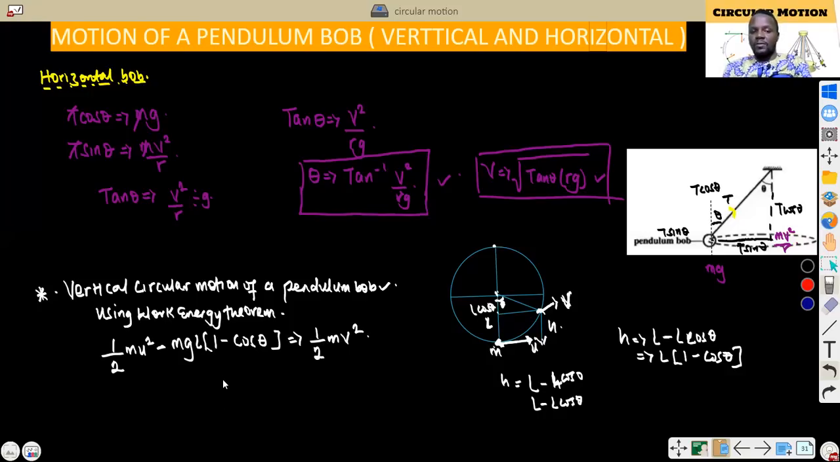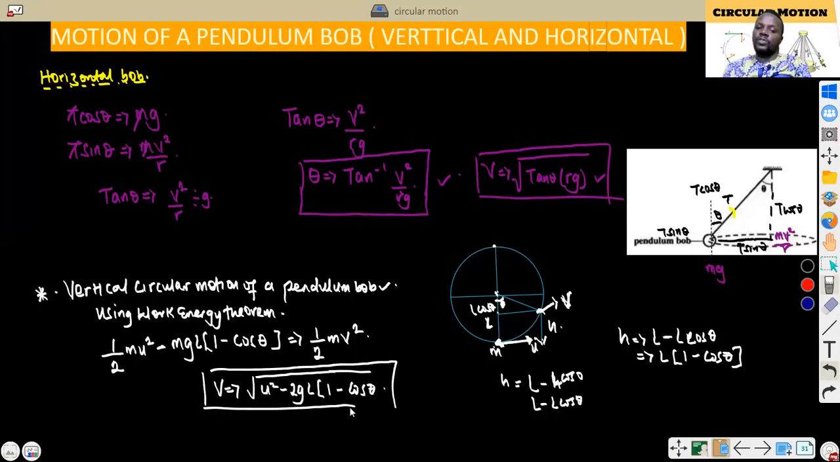From solving, we can say V is equals to square root of, this is square, this is square, so M gets cancelled out. This will be U squared minus 2gL into bracket 1 minus cos theta. So my student should keep this formula in mind directly because it's going to be used to solve a lot of numerical questions. A lot of numerical. So this is just what you need directly.